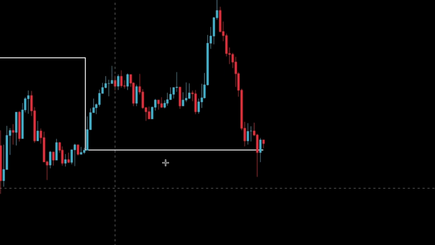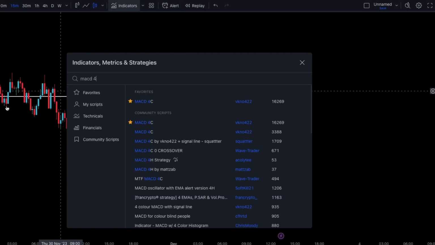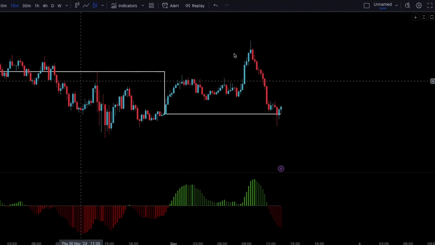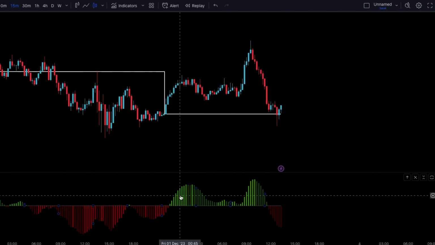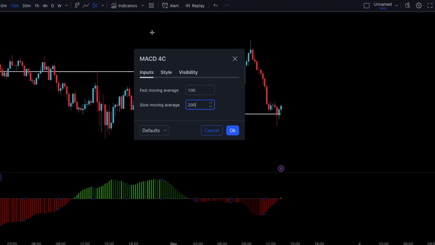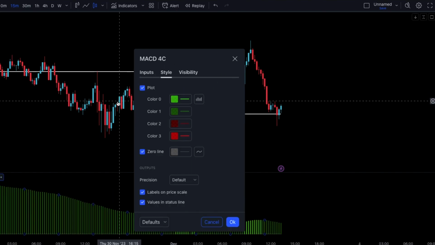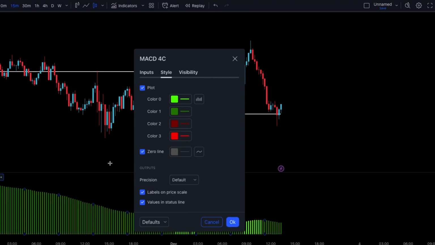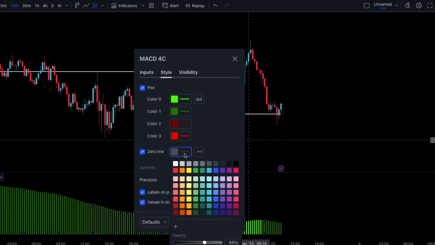So let's go and get the second indicator, and for the second indicator we need the MACD 4C. Now let's make some adjustments to this as well. We're going to go to inputs. We change the fast moving average to 100, and we change the slow moving average to 200. Then head on over to the style. We're going to make all these colors more visible. We're also going to make the zero line more visible as well. We're going to change the color to white and change the line to make it thicker.